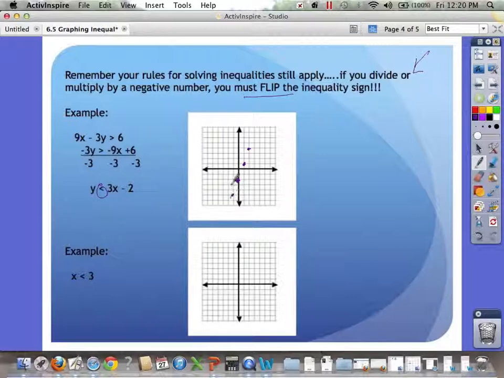Okay, then I'll look and see, okay, it's less than, but not less than or equal to, so it means it's dotted. So I'm going to have a dotted line.